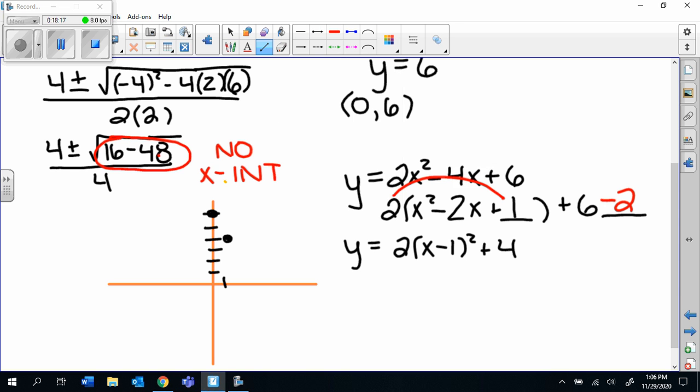Here is my axis of symmetry there, that line x equals 1. Since there's a point 1 space to the left, there's going to be a matching point 1 space to the right. And it graphs like that. And you can see that it never, ever crosses the x-axis.